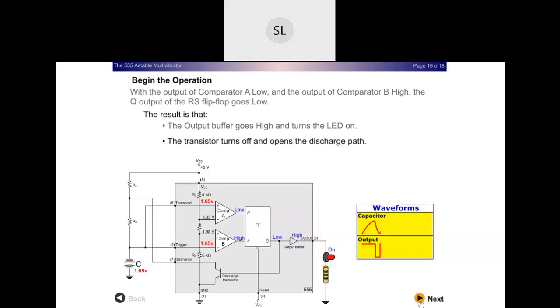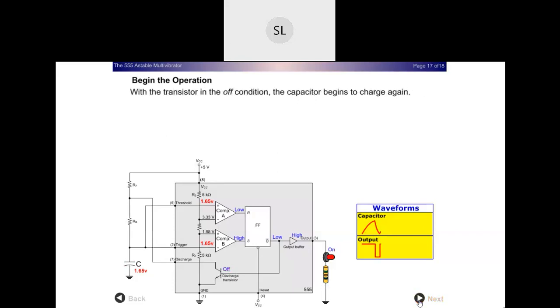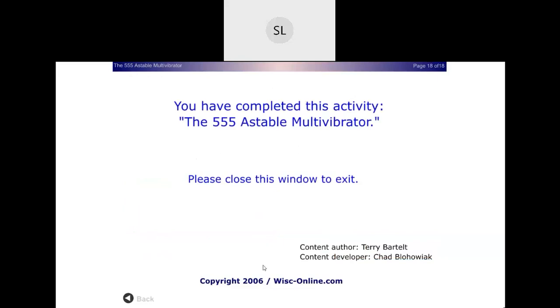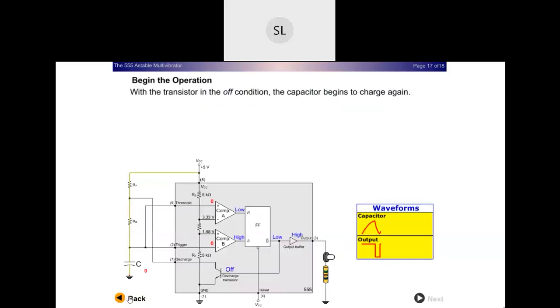And once the output turns high, the transistor will be turned off. So the capacitor will not discharge further. Okay. So again this capacitor will start charging from that 1/3 VCC toward 2/3 VCC. So everyone understood this?